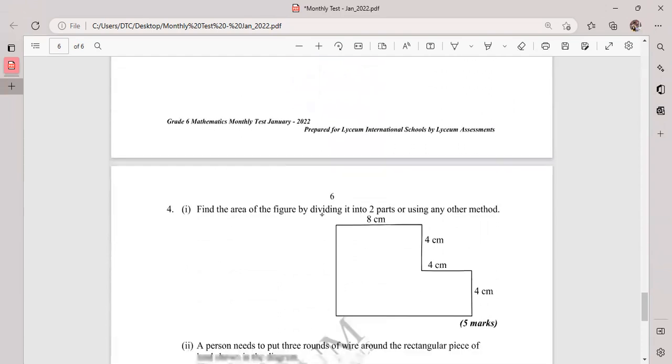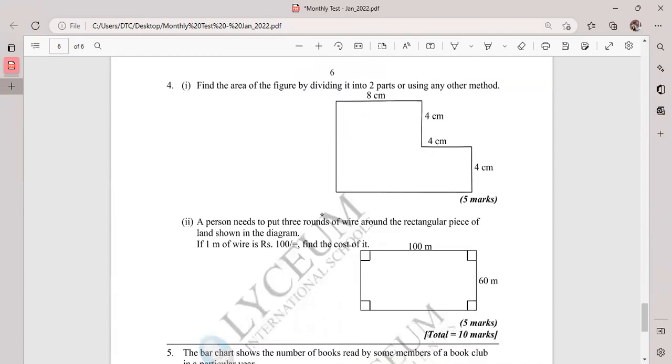So then we'll move to question number 4. This is from the area and perimeter lesson. They have given the first part, a compound shape. What do you mean by a compound shape, children? We know that you have two or more shapes together. Then we have the compound shape, and here you want to find the area of the figure by dividing it into two parts. You can do it in different ways.